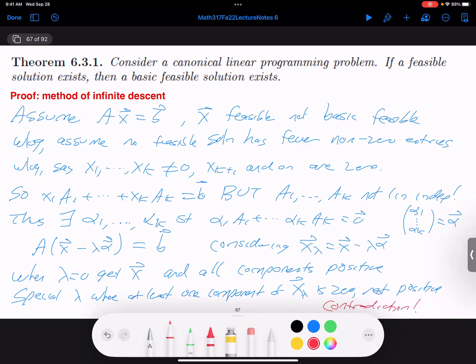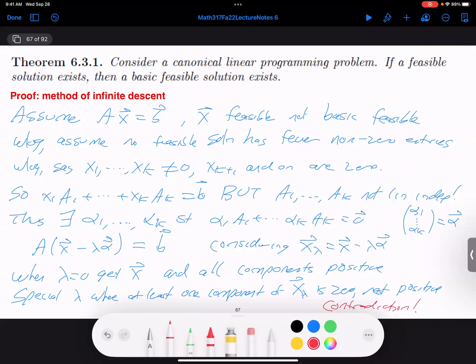So what does this contradict? The minimality of the number of non-zero components. So this is an absolutely wonderful proof. You assume that there's a vector with a certain minimal property, and then you show you can find something better. Well, that can't happen. We assumed we had the minimal one. So another way of looking at this is if you have a feasible solution and all of the columns are not linearly independent, this tells you how to move to another feasible solution.